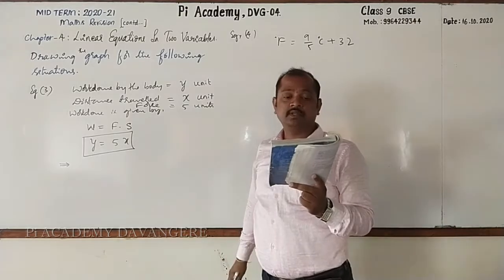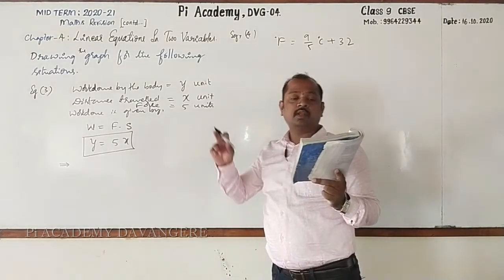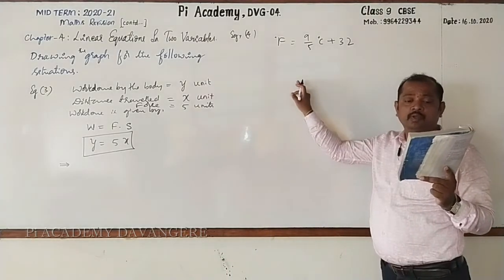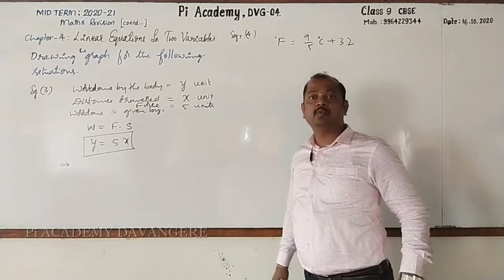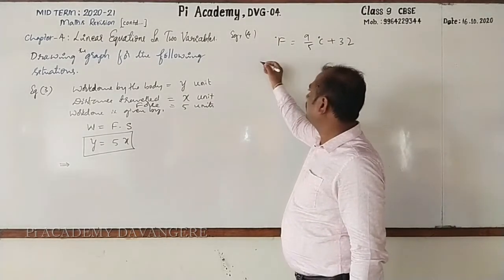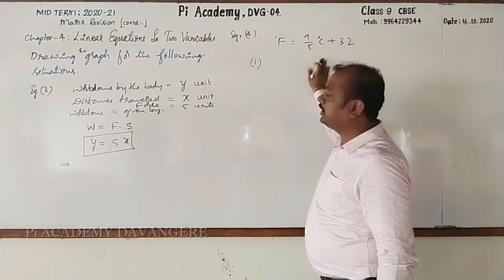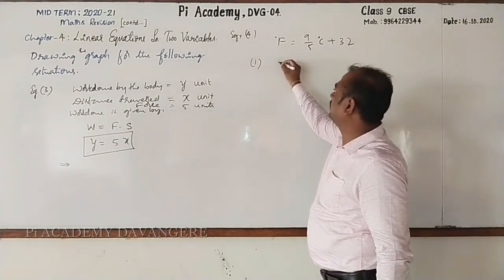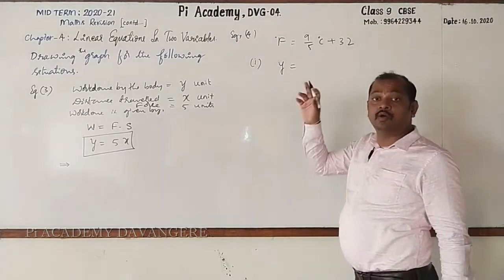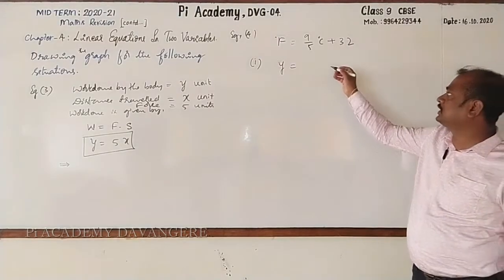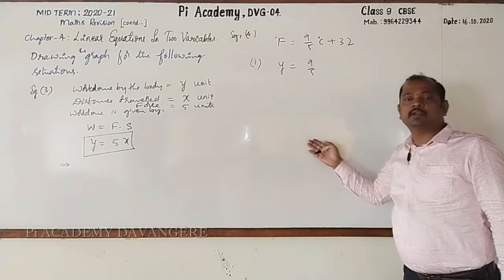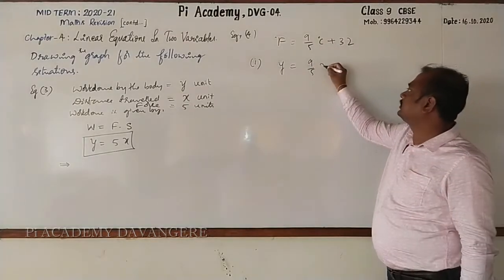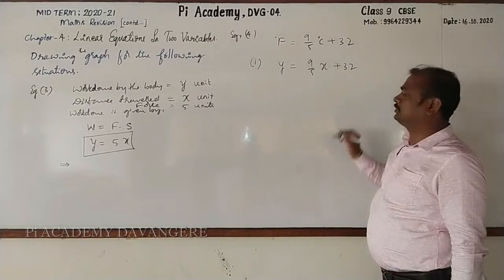Now the question is given like this. First one, draw the graph of the linear equation above using Celsius for x-axis and Fahrenheit for y-axis. Then we can rewrite this equation as, see, Fahrenheit should be taken along y-axis. So y is equal to 9 by 5, and Celsius scale is to be taken along x-axis, so it is x plus 32.